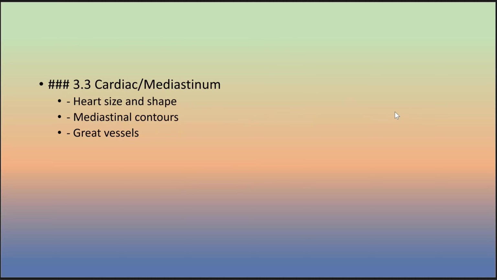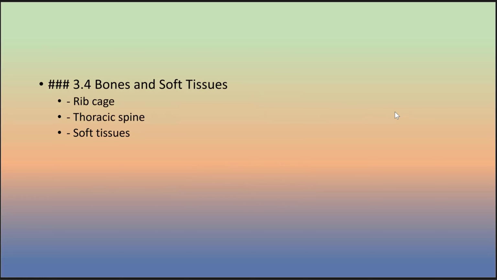cardiac and mediastinum. Look for heart size and shape, mediastinal masses or other pathology in the mediastinum. Great vessels like aorta, superior vena cava, inferior vena cava, etc. Bones and soft tissue: look for rib cage, thoracic spine, and soft tissues.